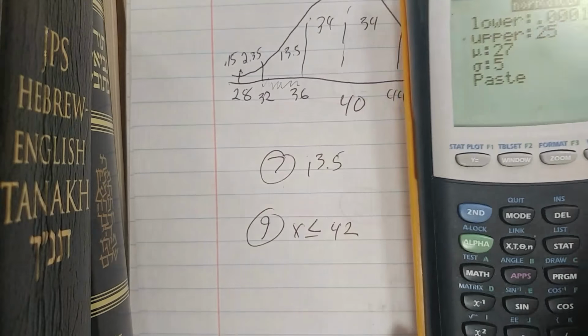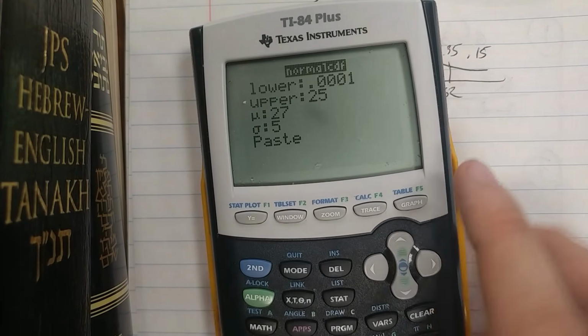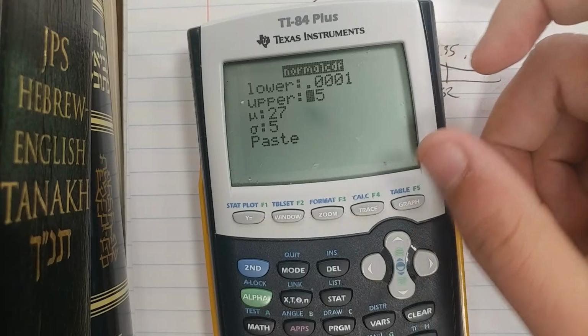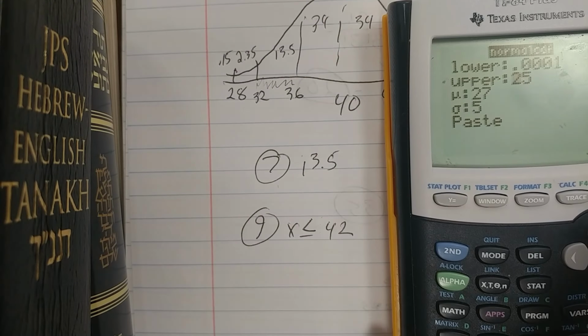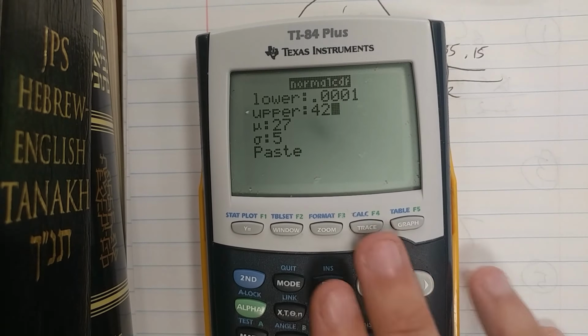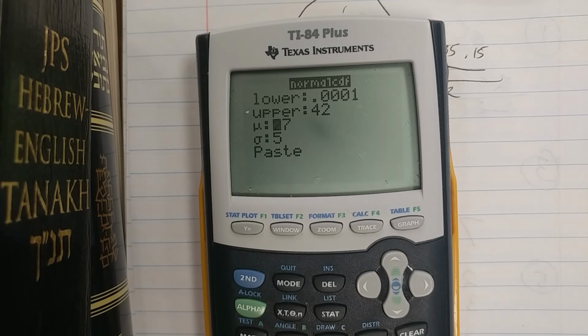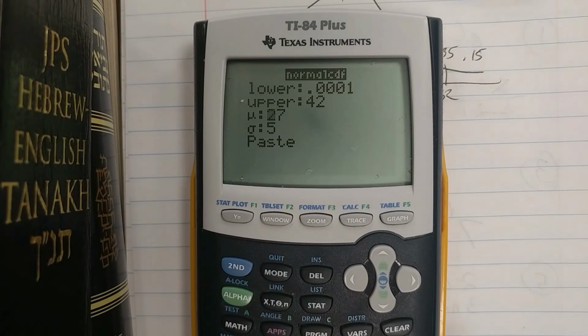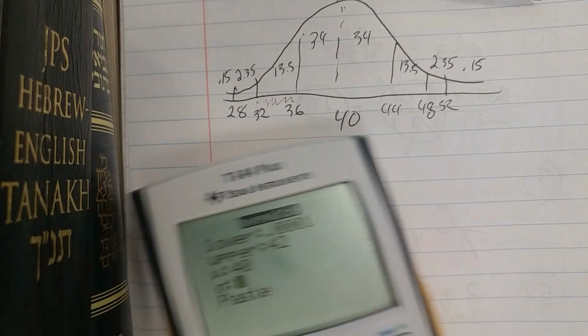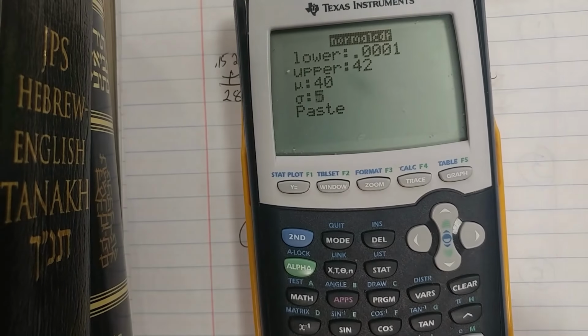Lower number. So we're going less than 42, so we want a really small number. I already have a really small number, 0.001. What's my upper limit? That's how high I'm going up to. So I'm going to go to the maximum, which is 42. My mu, which is our mean, is from the previous problem, so that's 40. And the standard deviation is also from the main problem, which was 4.